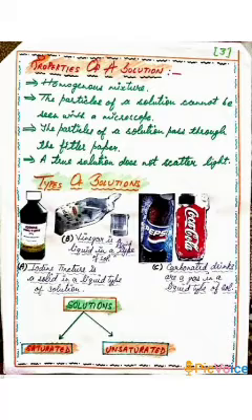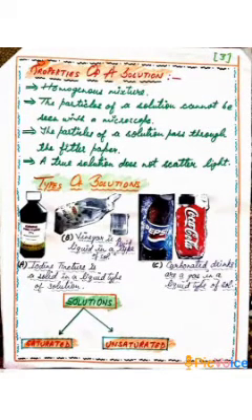Fourth, solution of gas in a liquid. For example, soda water is a solution of carbon dioxide gas in water. It is a gas in a liquid type of solution. Last, solution of gas in a gas. Air is a solution of gases like oxygen, argon, carbon dioxide and water vapor, etc., in nitrogen gas. So, nitrogen is the solvent in air and all other gases are solutes.